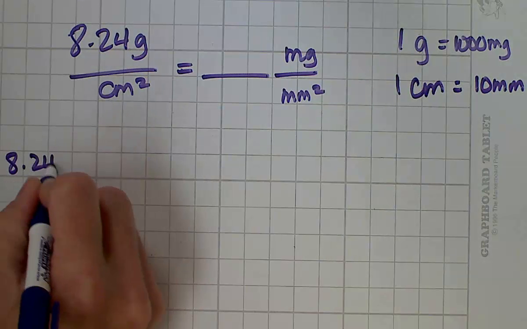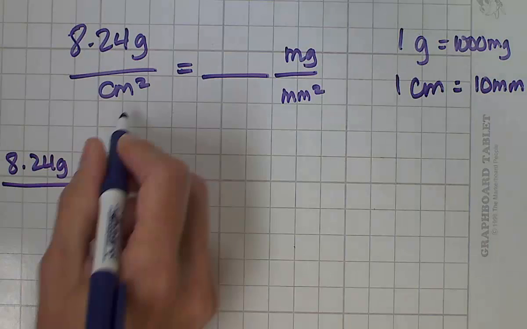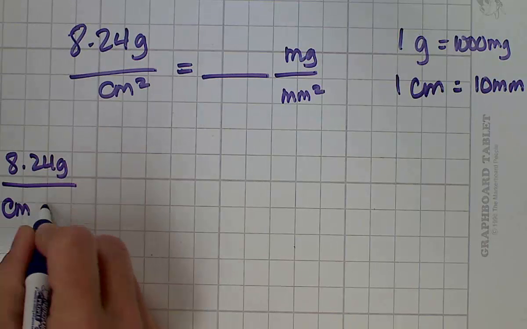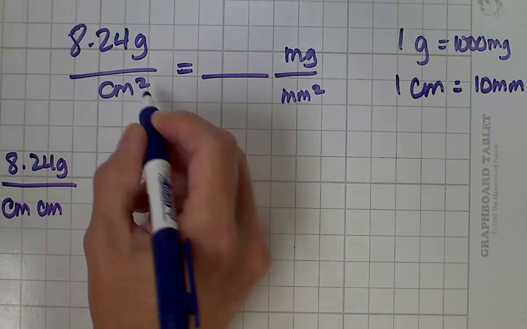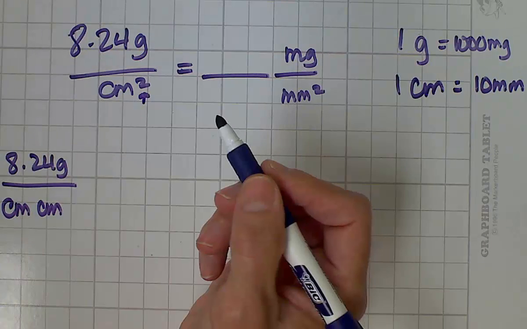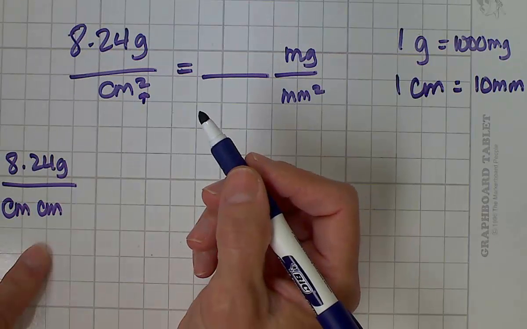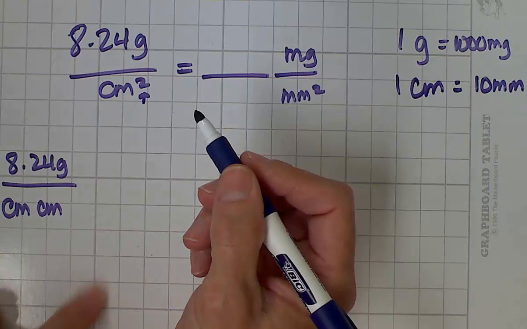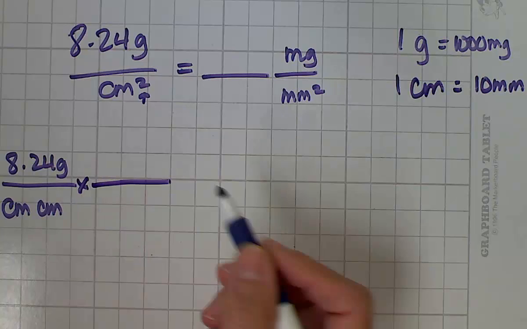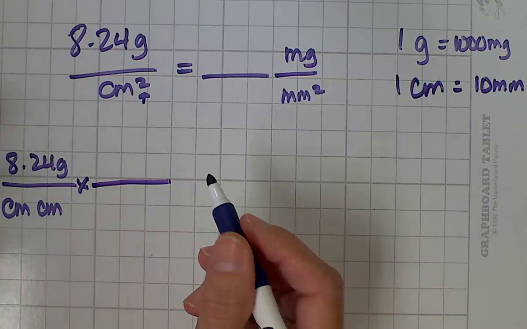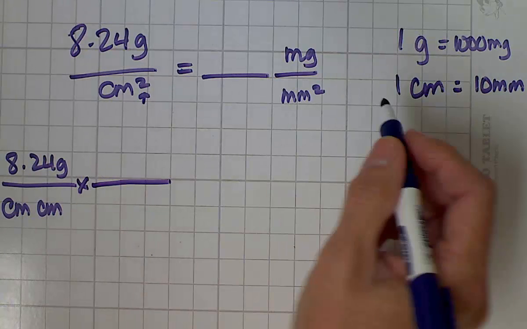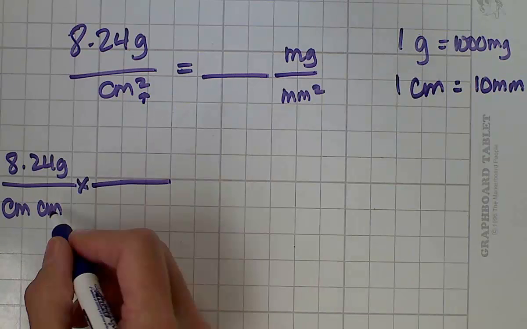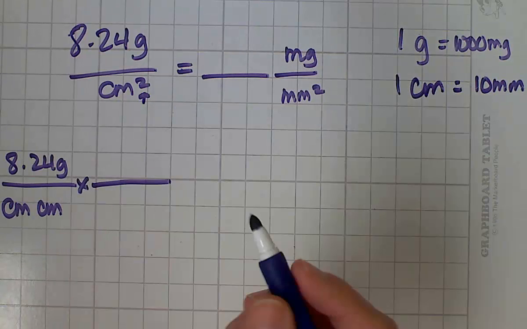8.24 grams. And instead of writing centimeters squared, I'm going to write centimeter, centimeter, because that's what the square means. It means centimeters times centimeters. If it was cubed, I'd say centimeters, centimeters, centimeters, but it's squared. Always going to multiply something equivalent to 1. And at this point, it doesn't matter. I can either get rid of the grams or get rid of the centimeters. Let's do the grams first. No reason, let's just do it.